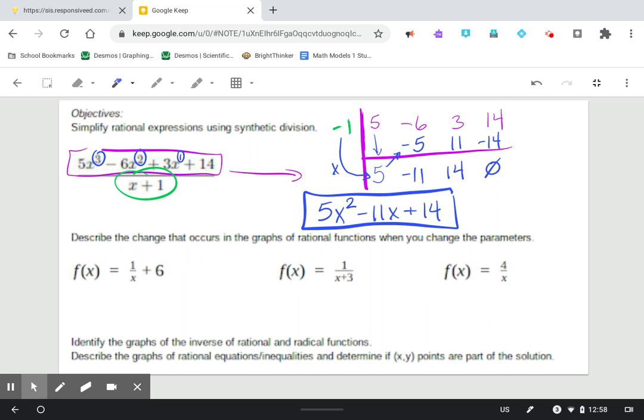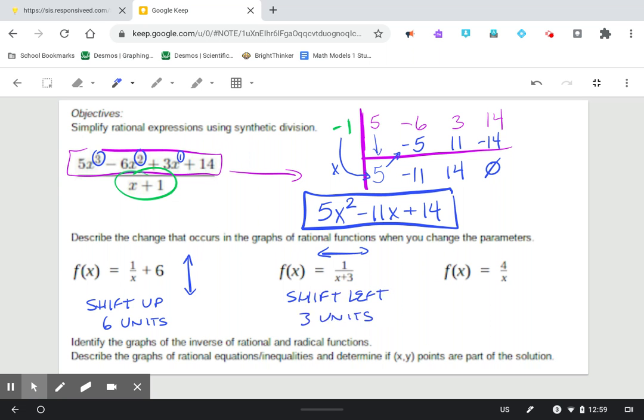The next big concept is dealing with changing the parameters of rational functions. Again, the video goes over this pretty extensively. But just remember that I'm going to go through each one of these. Each one of these is an example of one type. The first is an example of a vertical shift. Because this is +6, it's going to shift up 6 units. The second one here is an example of a horizontal shift. This is going to shift left 3 units.